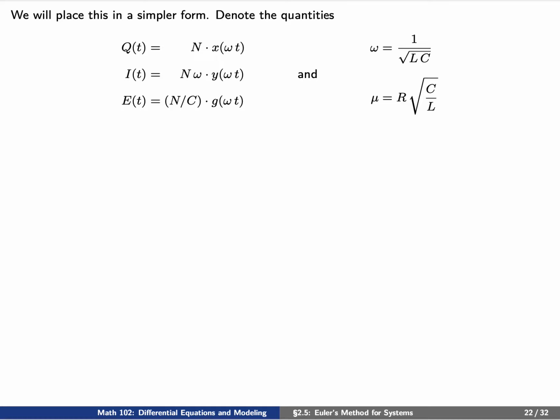The idea now is that we really don't care about the various units of this expression. So let's write q as n times a new function x, our current I as n times omega times a new function y, and E as n over C times a new function g. Here, omega is what's called the natural frequency of the system, and mu is some parameter that depends on the resistance R, the inductance L, and the capacitance C.